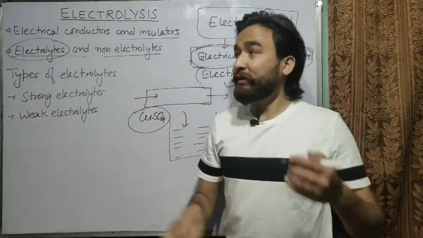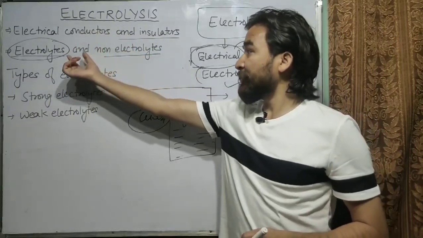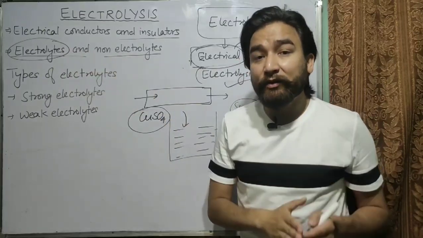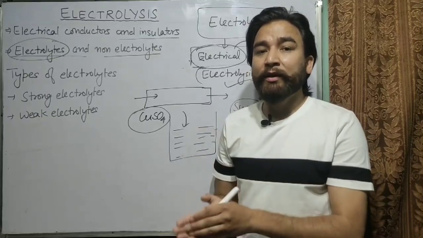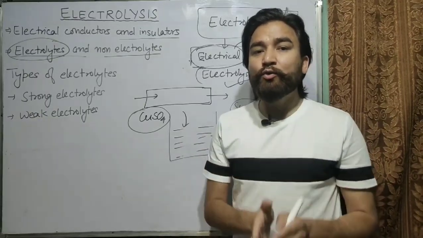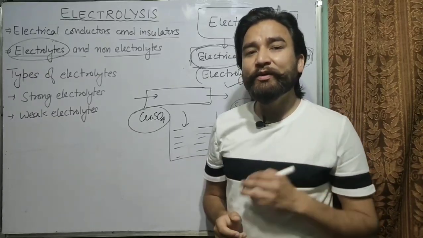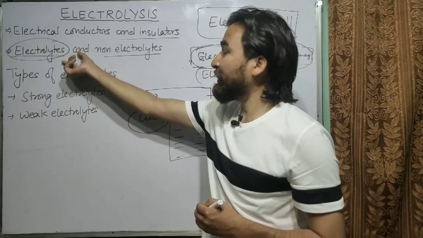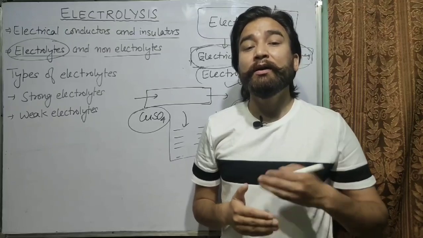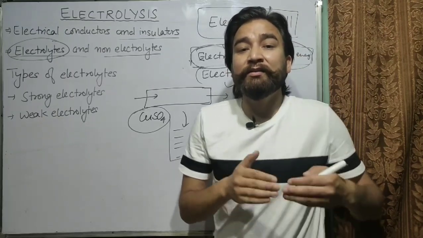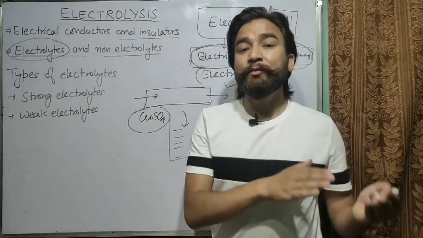So like in the case of conductors and insulators, similarly there is a condition for electrolytes and non-electrolytes. Electrolytes are the substances whose solutions allow electricity to pass through them. Non-electrolytes are the substances whose solutions do not allow electricity to pass through them. Now the question is, why do electrolytes allow electricity to pass through them and non-electrolytes do not? What is the reason that some substances allow electricity while some don't?